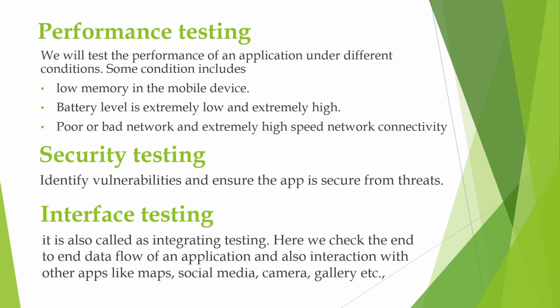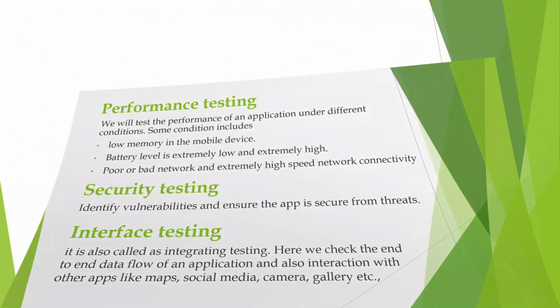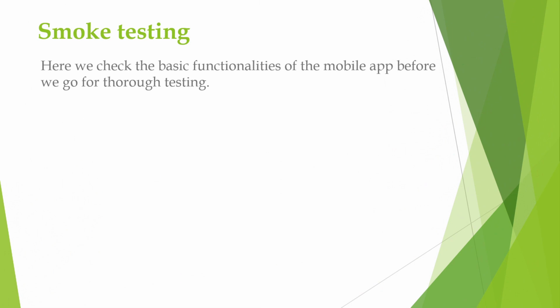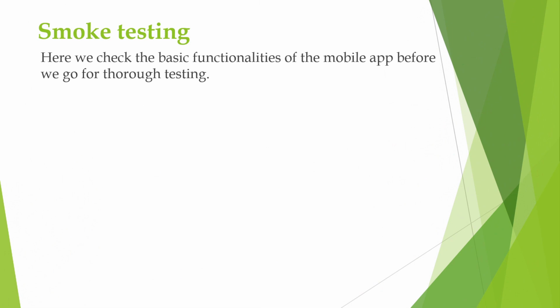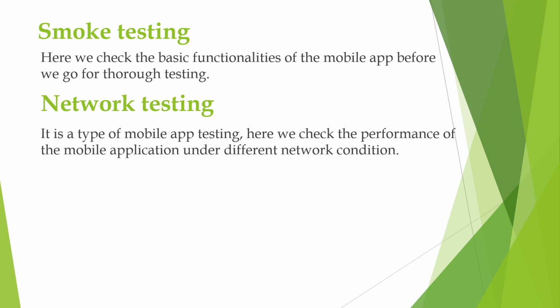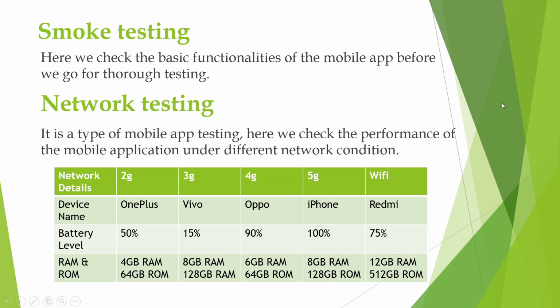Next, we will be doing smoke testing. In smoke testing, we will be checking the basic functionality of the mobile application before we go for thorough testing. Next is network testing. Network testing is also called in-house testing. Here we will check how the mobile application will behave under different network conditions. This testing will be carried out on the mobile data network as well as a strong Wi-Fi connection. You can see an example here.